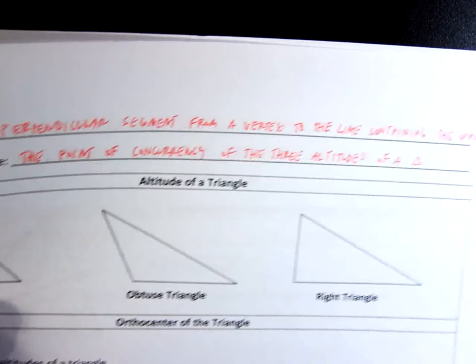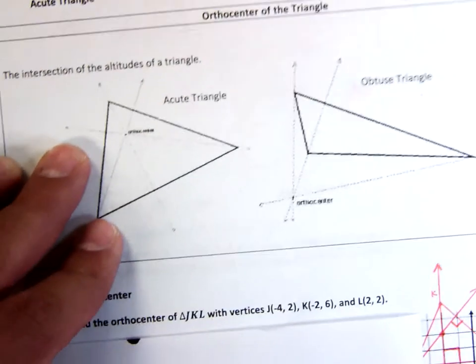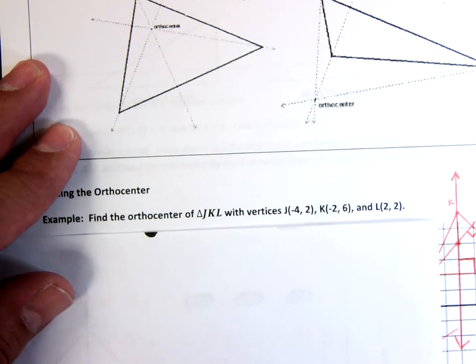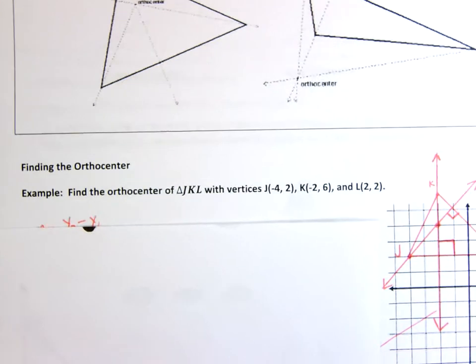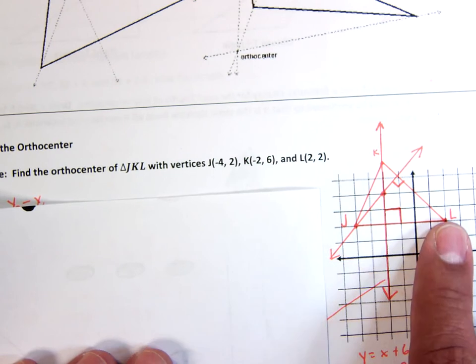Skip down. This is a good problem. It asks you for the orthocenter of the triangle with these three vertices. So we need to start by plotting those points, which we did. Slide over. There's J, there is K, and there is L.